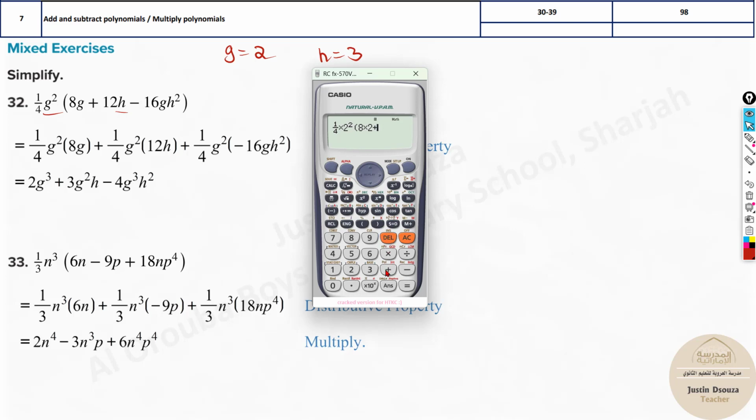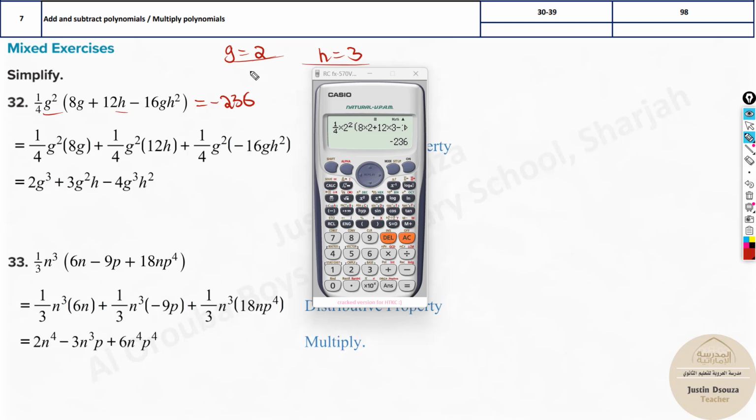Plus 12 times H, H is 3, just put 3 over here, minus 16 into G, which is again 2, into 3 squared. Close the bracket. Now we are done. Press equal to. What is that answer? It is negative 236. What you need to do is write it down over here. This equals negative 236. These values are very important.